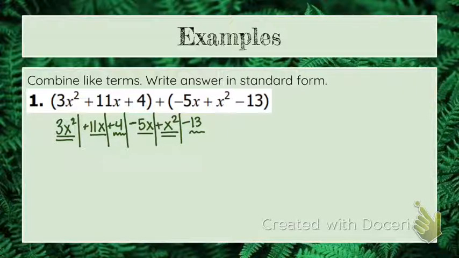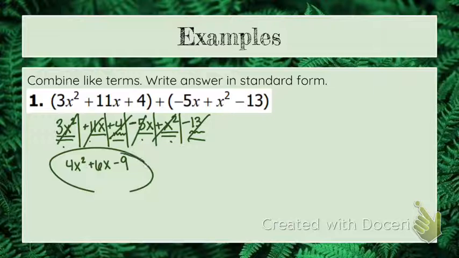So I'm going to start with the largest because we want it in standard form. So start with the most underlines. So we have 3 plus 1 x squared. So that's going to be 4x squared. And I'm going to mark those out because I took care of those. Then we have 11x minus 5x. That is positive 6x. Those are done. Then we have positive 4 minus 13. That gives us negative 9. Those guys are done. And now we have our answer in standard form.